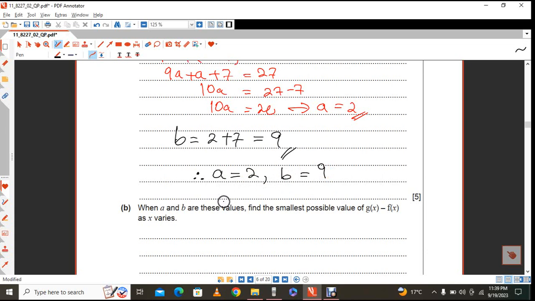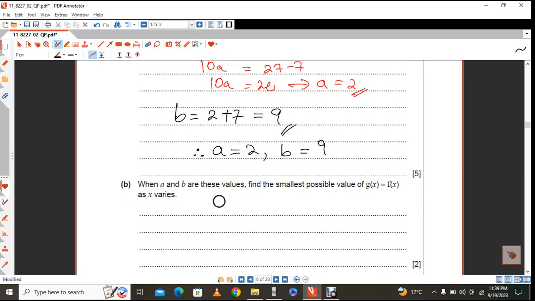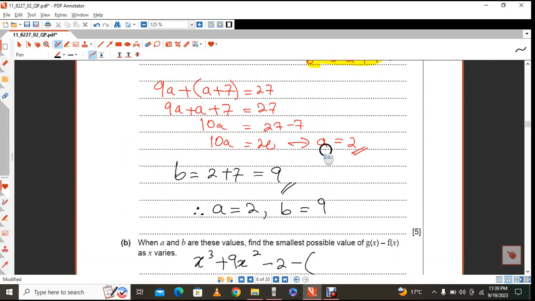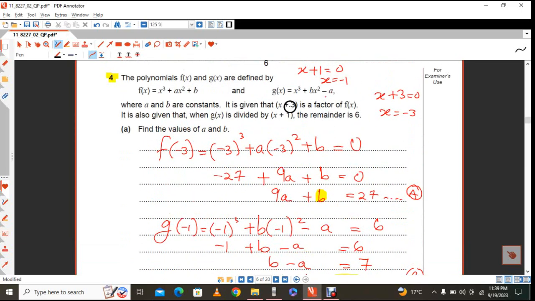When a and b are these values of 2 and 9 respectively, find the smallest possible value if you take g of x minus f of x. Now, let's just have our g of x. Our g of x now is going to be x cubed plus 9x squared minus 2. Remember from our work before what our g of x was. So we now just substitute those values that we've calculated for b and for a.